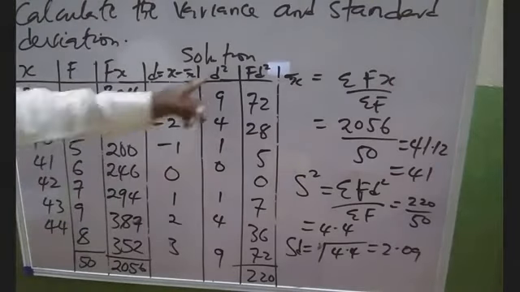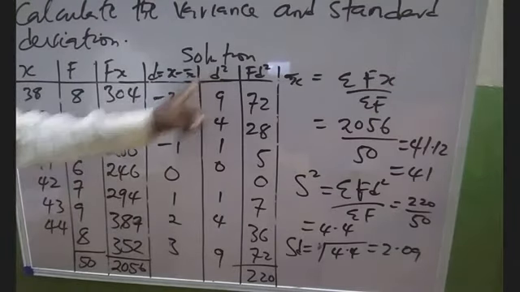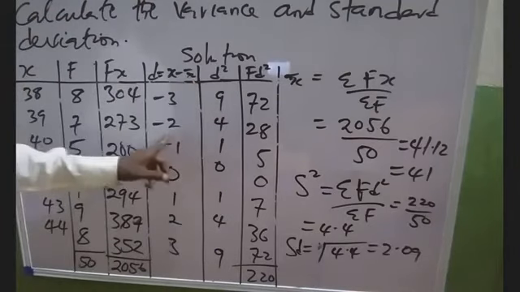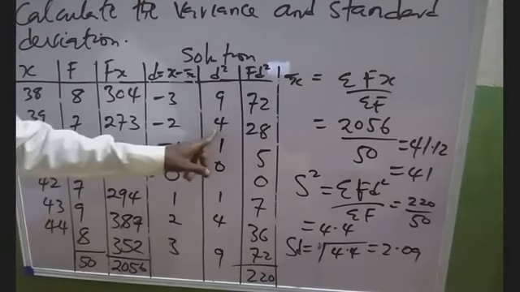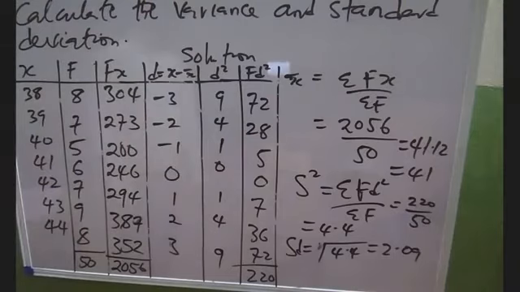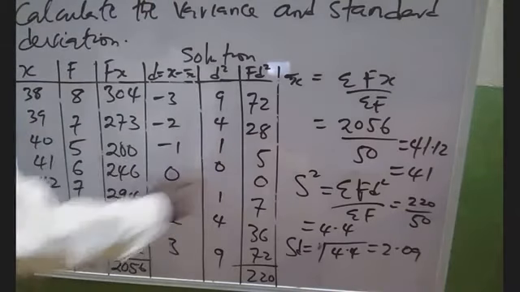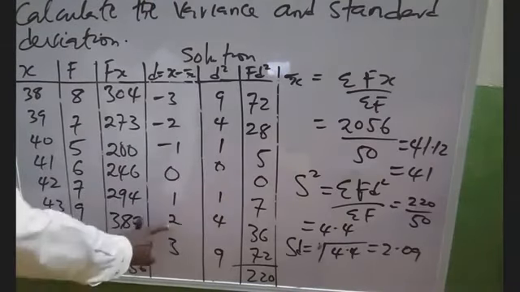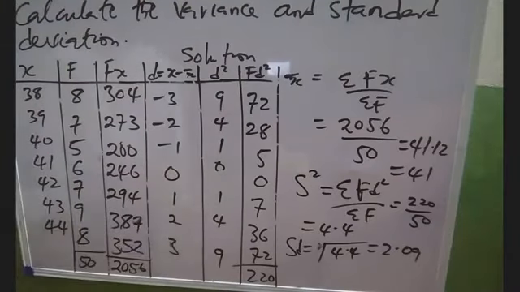Now the next thing is to take the square of the deviations. Squared deviation: minus 3 squared is 9. Minus 2 squared is 4. Minus 1 squared is 1. 0 squared is 0. 1 squared is 1. 2 squared is 4. And 3 squared is 9.